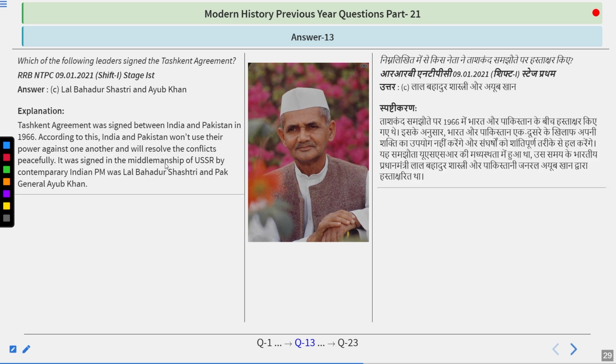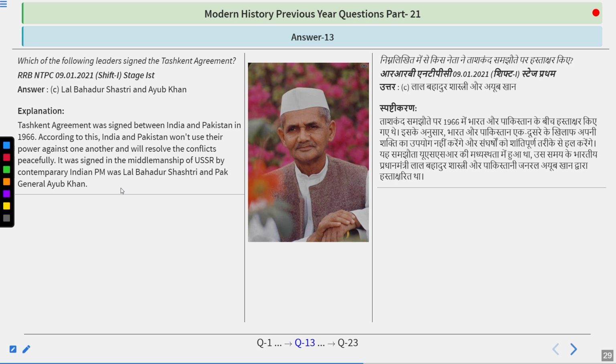So Tashkent Agreement was signed between India and Pakistan in 1966. According to this, India and Pakistan won't use their power against one another and will resolve the conflicts peacefully. It was signed with the mediation of USSR by the contemporary Indian PM Lal Bahadur Shastri and Pak General Ayub Khan. And particularly just after signing this Tashkent Agreement, Lal Bahadur Shastri died in Tashkent only. And particularly that was the biggest loss of India at that time.